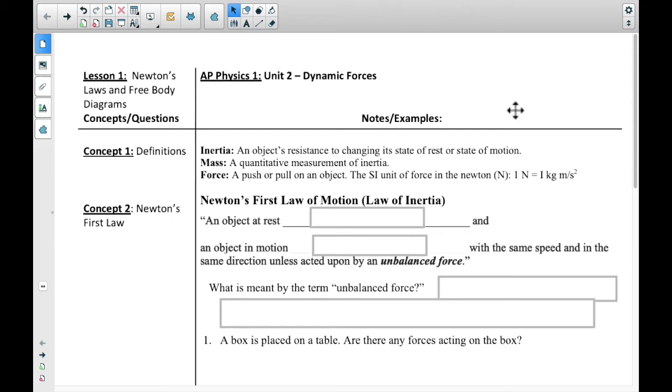Hi everybody, this video today is going to cover Newton's laws numbers 1 and 3. So starting off with Newton's first law. Before we actually get to that, let's talk about a couple of vocabulary terms: inertia, mass, and force.